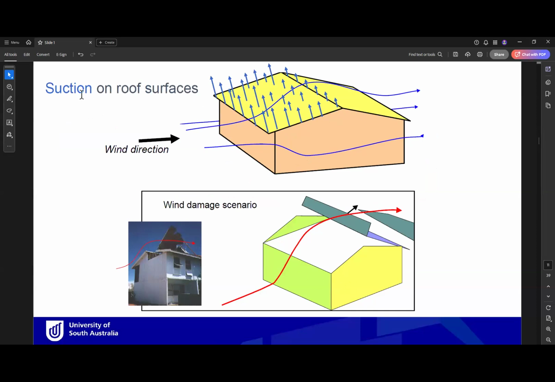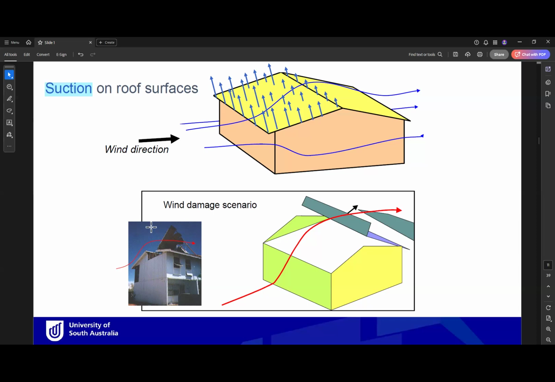This is another part of the building affected by wind, which is the roof. Due to the wind flowing above the building and from the sides, the wind will try to pull out the roof from the building. So the roof of the building will be under suction. Suction means the wind is moving away from the surface, so it is pulling the surface.